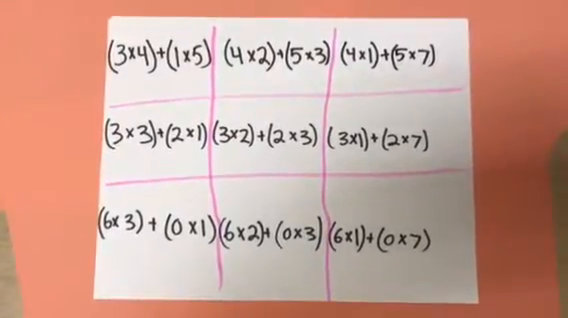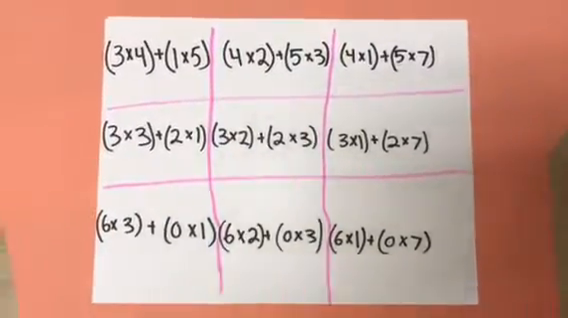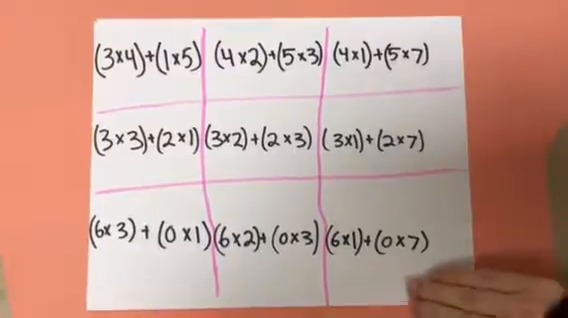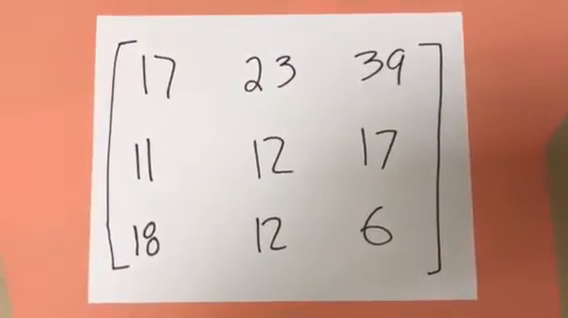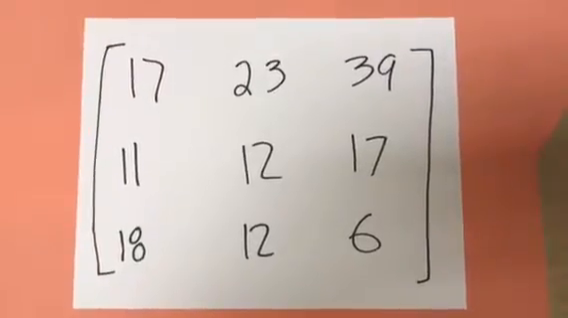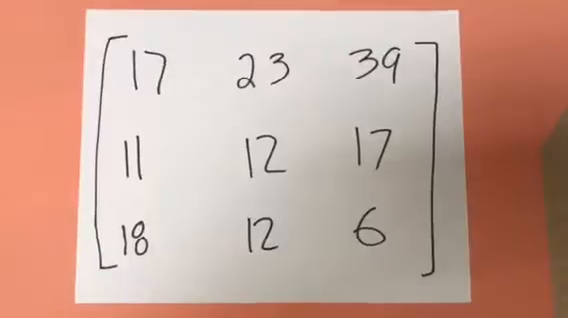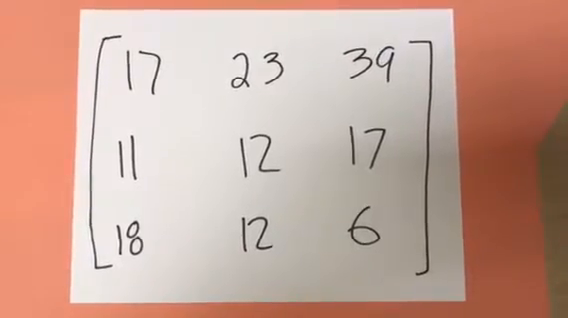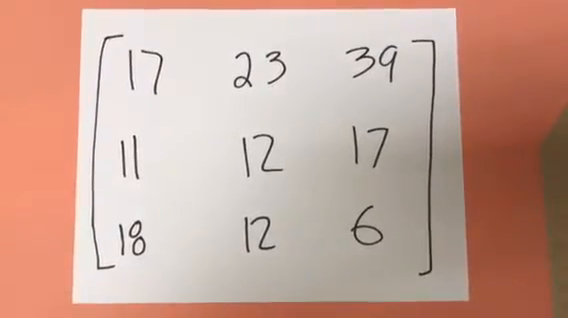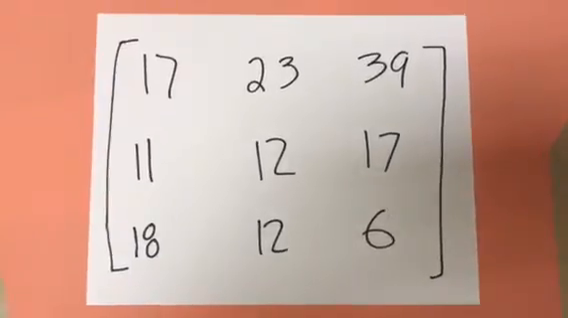Here is a factor diagram of the 2 multiplied matrices. And here is the simplified diagram and the final product of our equation. This is the end answer. We have a 3 by 3 matrix as predicted.